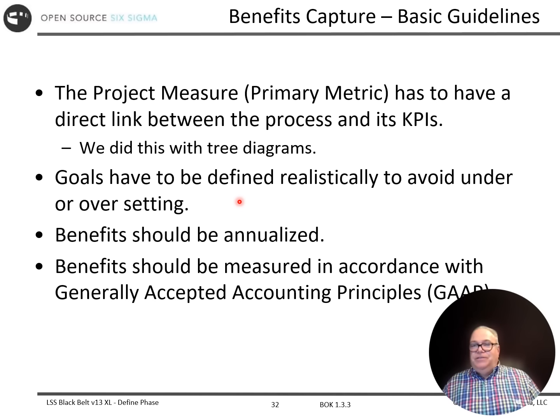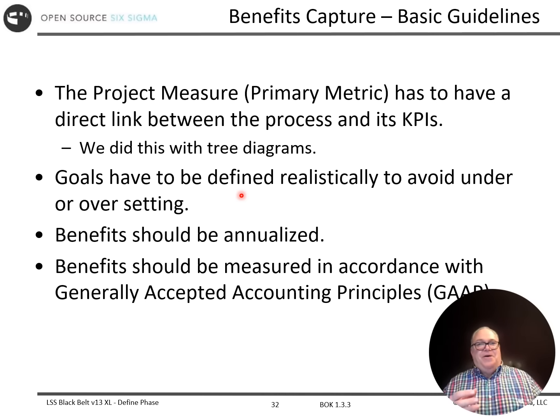We want to set realistic goals. Again, the faster I can get to the goal, the faster I can get to some savings. You never want to necessarily say on your first project that you're going to close 100% of the gap, especially if you're at a 50% yield right now. You're not going to get to 100% yield in that first project.